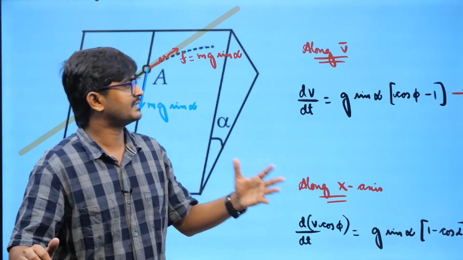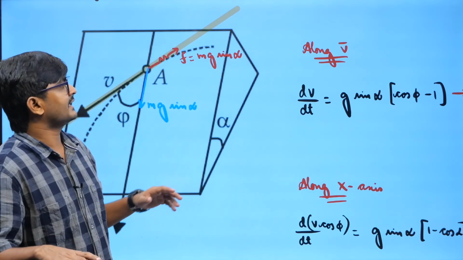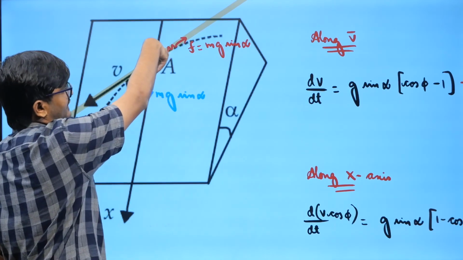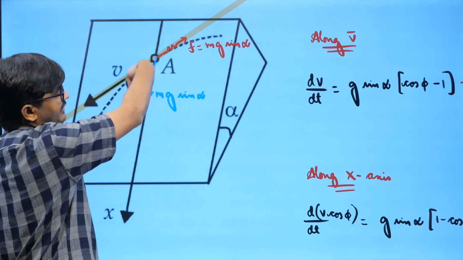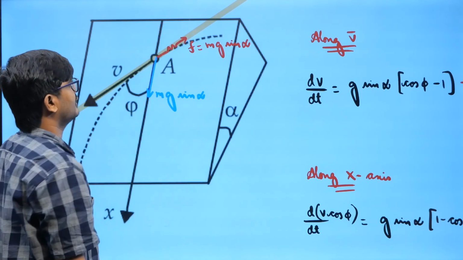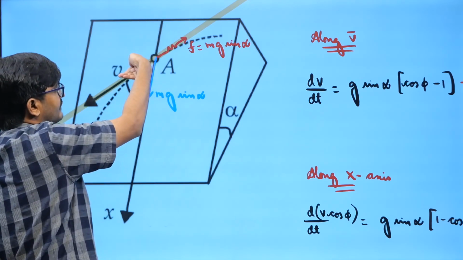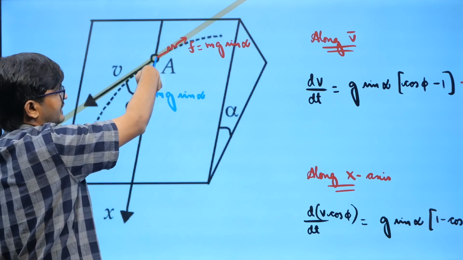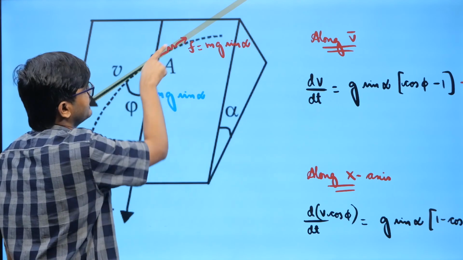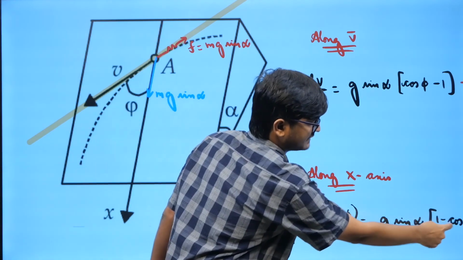So I will try to write some other equation which involves cos phi so that I can eliminate it. How can I include cos phi again? Previously I took this component along this direction, and that way I got cos phi. So if I take this component along this direction, again I will be getting cos phi. So I will see at what rate the speed along this direction is changing. The speed along this direction is V cos phi. The rate at which V cos phi is changing is g sin alpha minus g sin alpha cos phi.